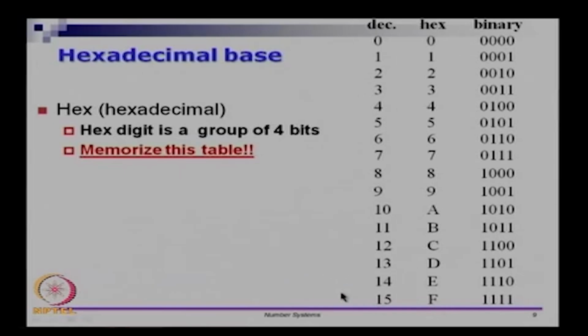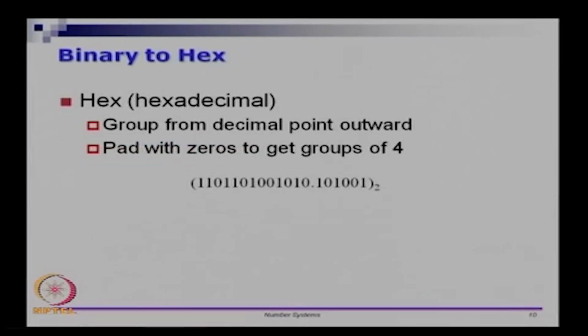The moment you want to represent number 16, we need 2 hexadecimal digits. We need 2 decimal digits also, 1 and 6, and we need 2 hexadecimal digits. 16 has the representation 1 followed by a 0. You have to remember this table and memorize it. It is quite useful to memorize this table. Then for binary to hexadecimal it is very easy to do that.